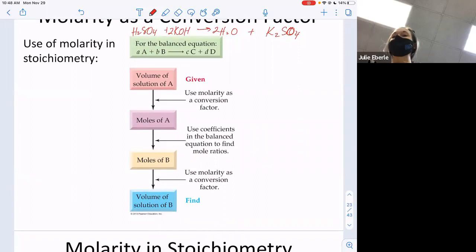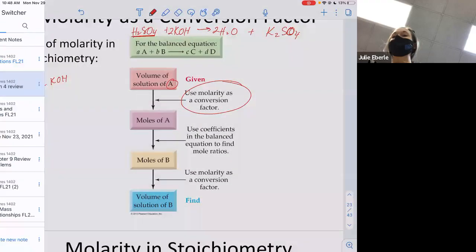And we're given that we have 60 mL of KOH and what the concentration of that is. This says start with the volume of solution A, and I happen to write the acid first, but that's misleading here. We're not going to start with the volume of the acid because we don't have the molarity of the acid yet. We have the molarity of the base. So we're going to have to start with the volume of the base and immediately use the molarity to convert to moles. We can't start with the volume of the acid because we don't have the molarity of the acid to convert.